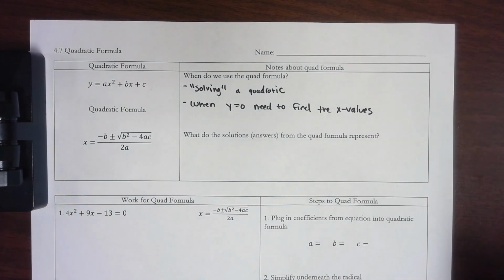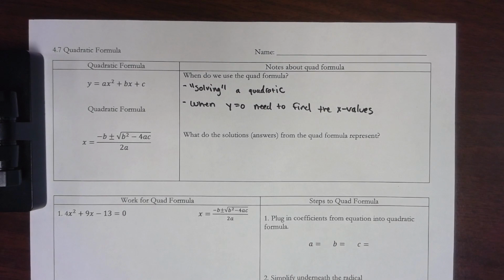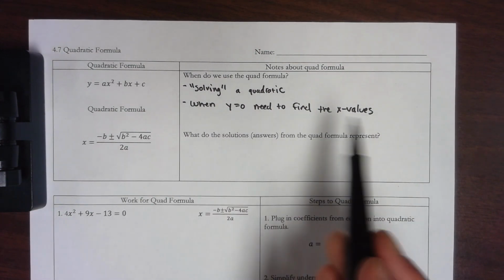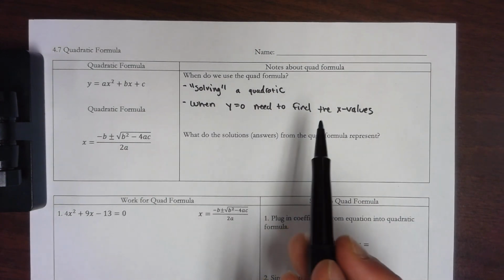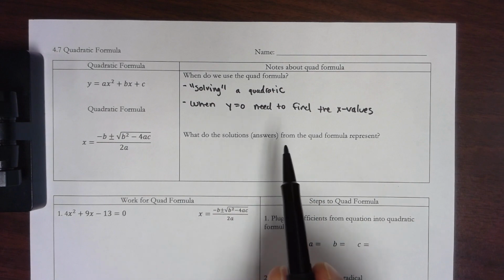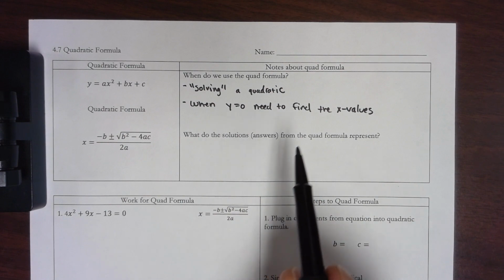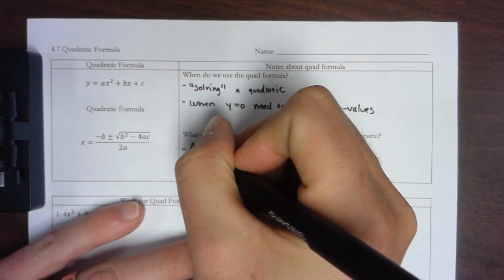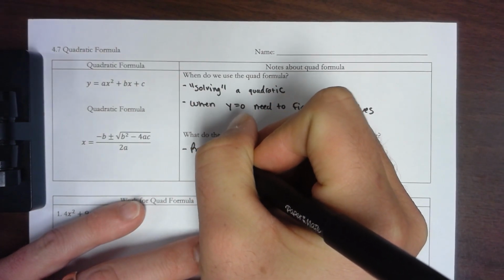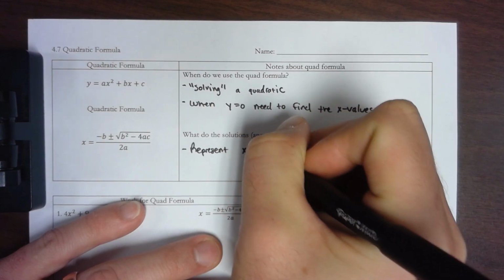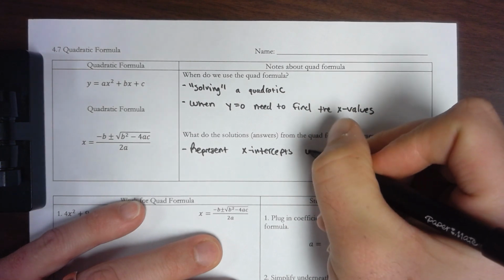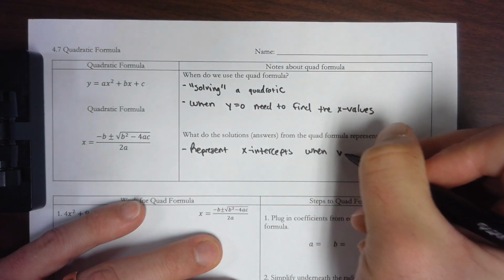And we actually did this exact same thing back when we were factoring. When we were factoring and we were solving by factoring, we let y equal 0 and we solve for those specific x values, which brings us into the next part as to what the solutions or the answers from the quadratic formula represent. They represent x-intercepts. And they represent x-intercepts when the answers or when the values are real.